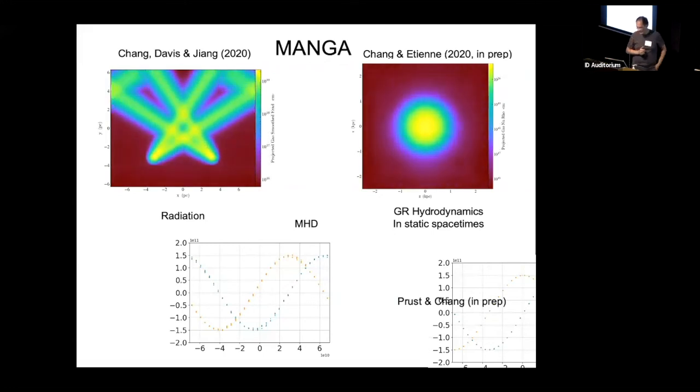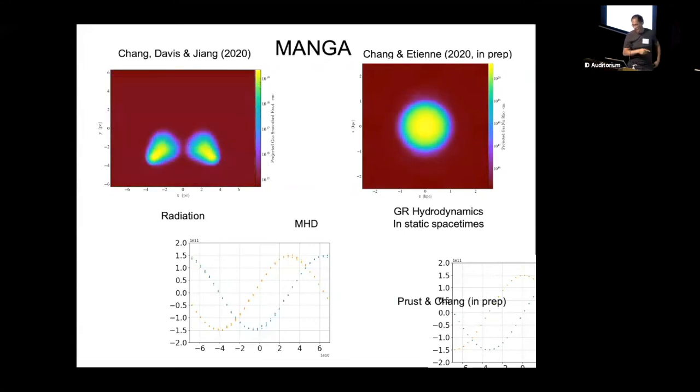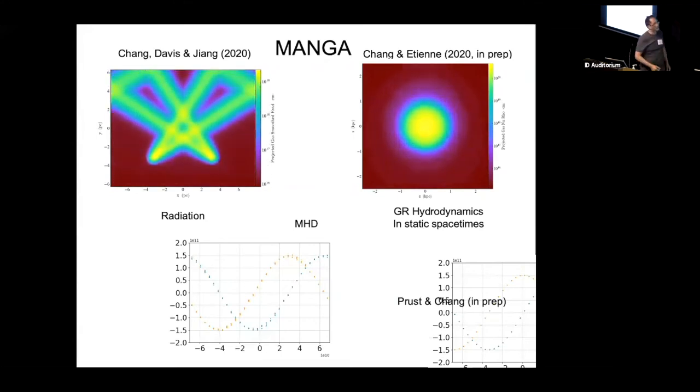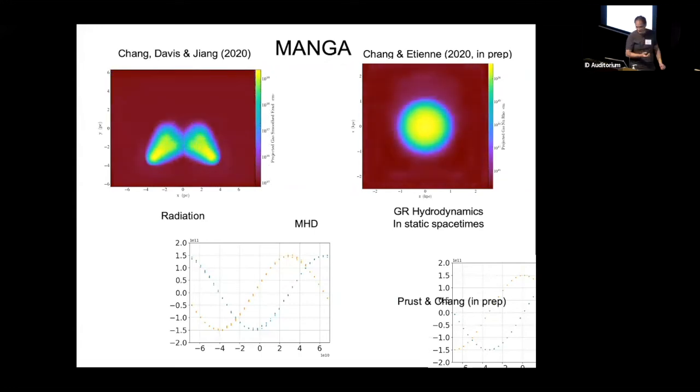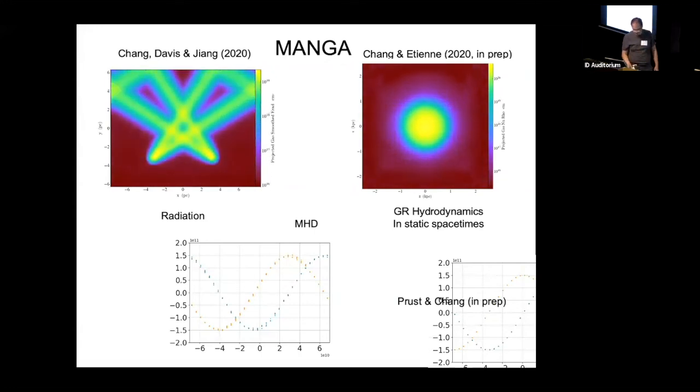The other thing that we did is GR hydrodynamics. This is for static space-time. The work in prep refers to work that's about to be completed for dynamic space-times. So we're about to do GR hydrodynamics in full dynamic spacetimes. And then, of course, we also have MHD, which Logan showed earlier.